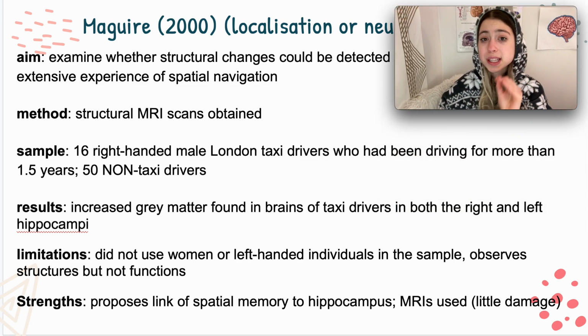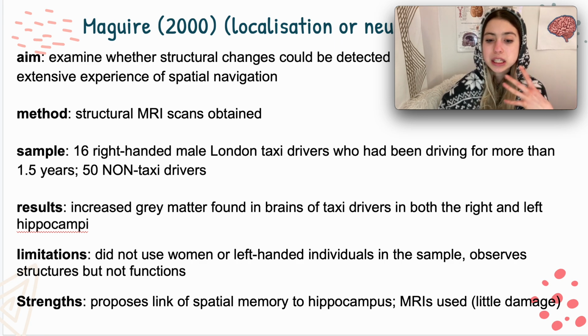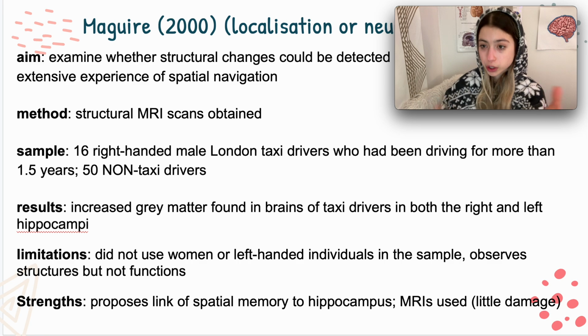So the sample was 16 right-handed male London taxi drivers. You might be like, why is 16, why is right-handed important? It just is, because a limitation of the study is that they did not use left-handed individuals. So they had 16 right-handed male London taxi drivers, and they'd been driving for more than 1.5 years. And then they had 50 non-taxi drivers that were used to compare.